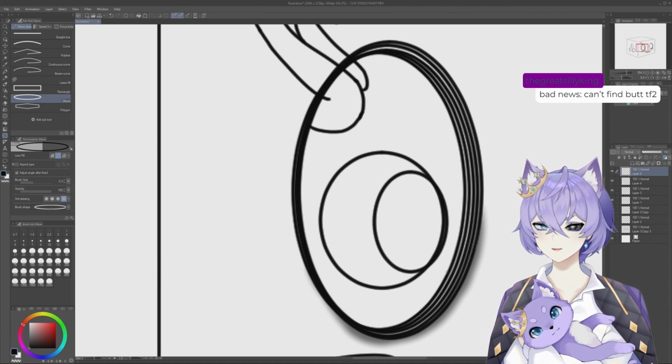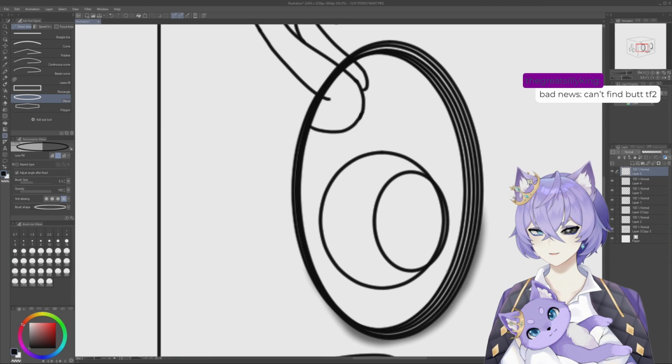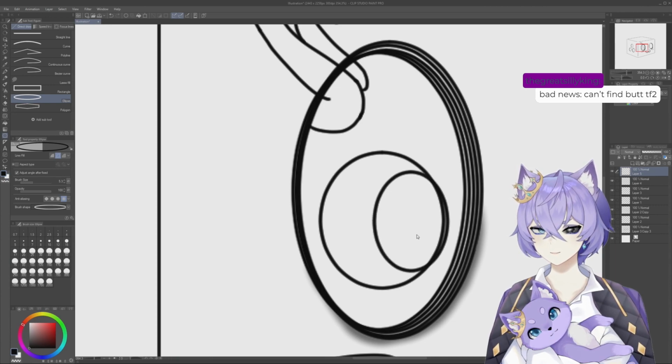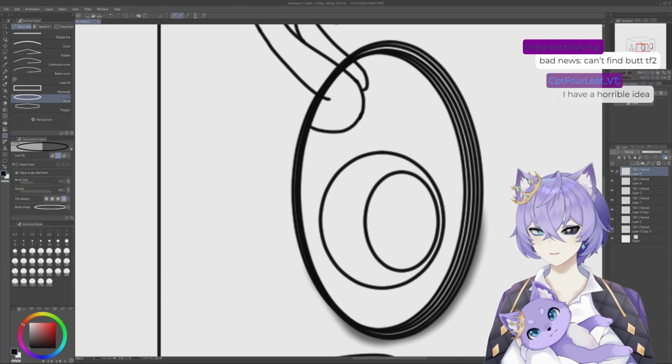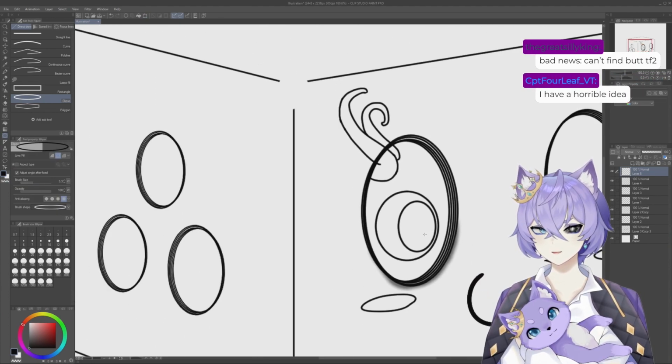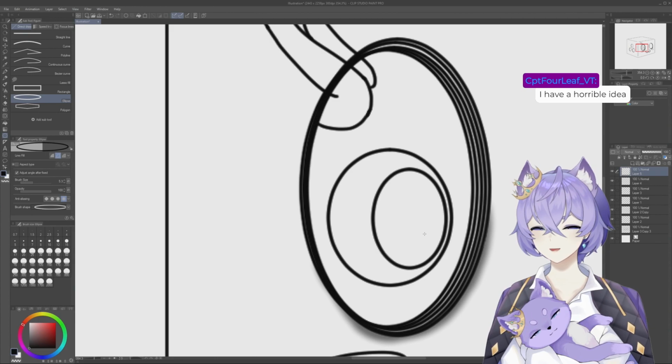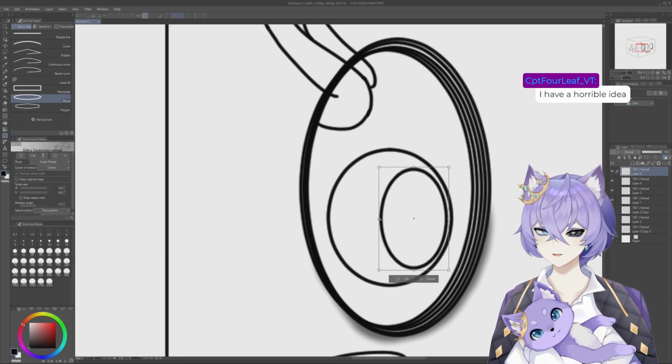Bad news, can't find TF2, but that's unfortunate. I know people were playing Fortnite with their butts on it, but I don't think there was anything TF2 specific. I have a horrible idea. We are here for horrible ideas. What is your horrible idea?